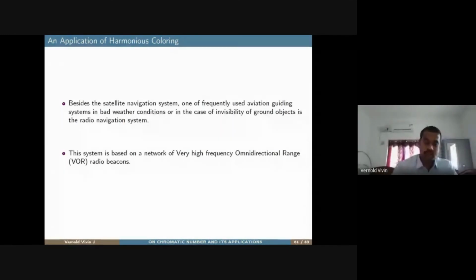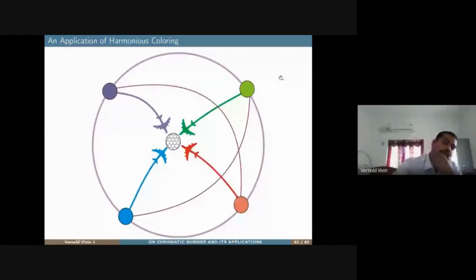So this is very costly. Installing radio beacons will be very costly, so we have to minimize the number of radio beacons. For example, here you can see this is the airport and there are 4 different planes approaching the airport for landing. Each is one color: blue, red, green, and pink. They are landing at the airport.